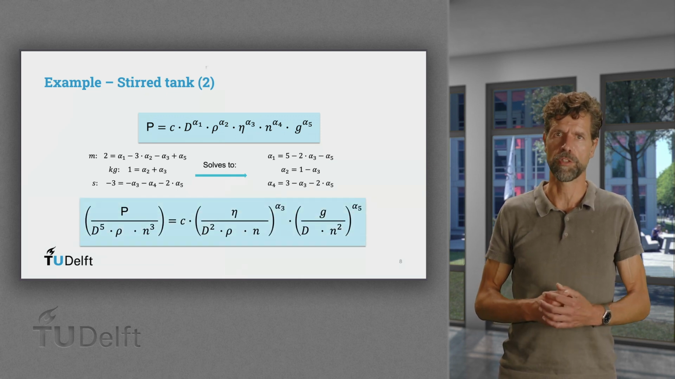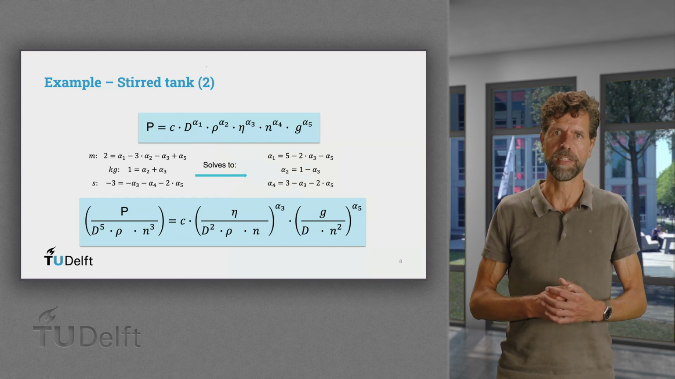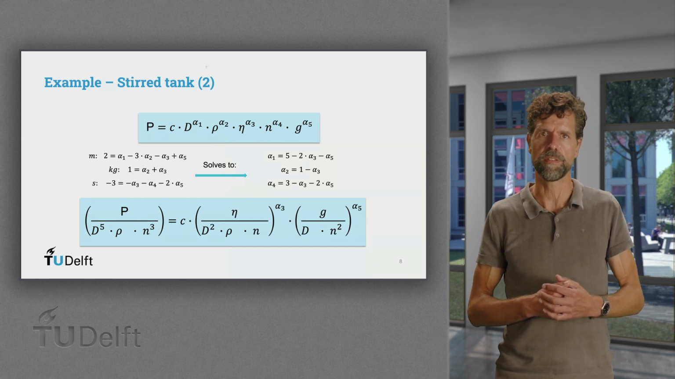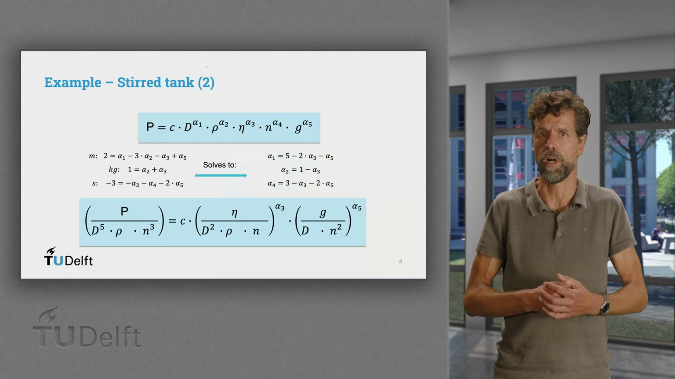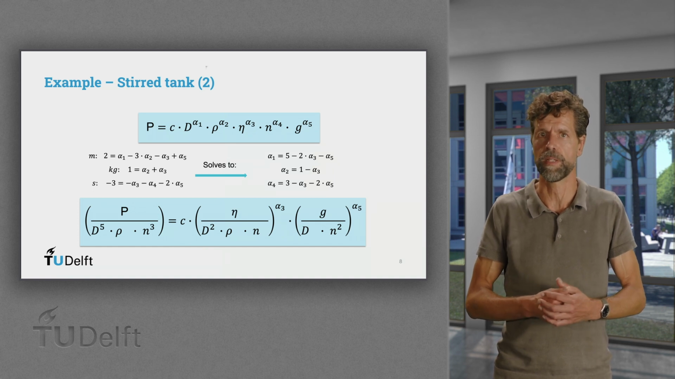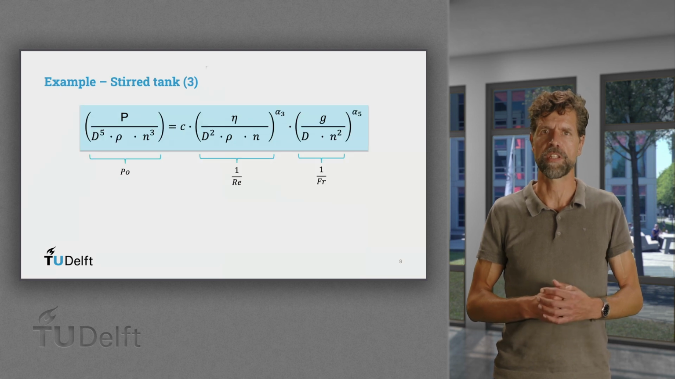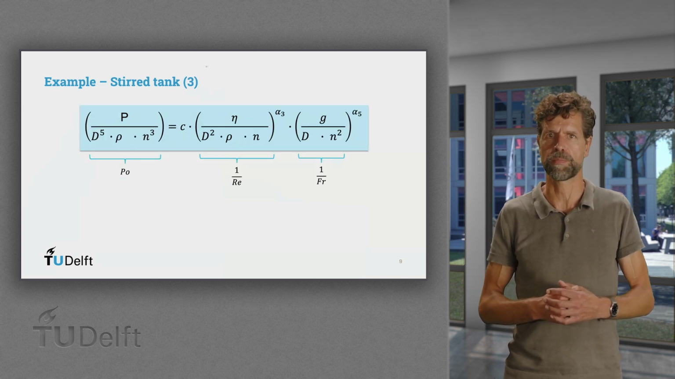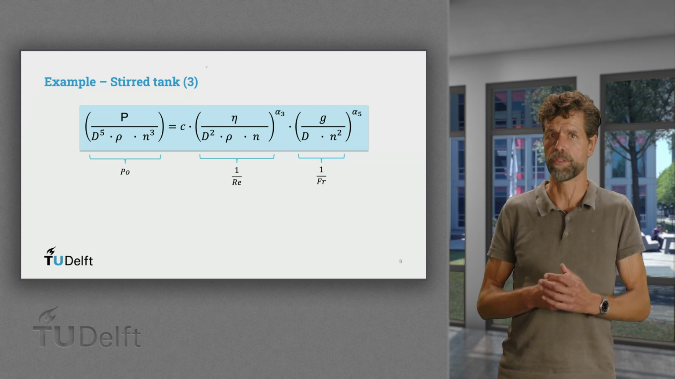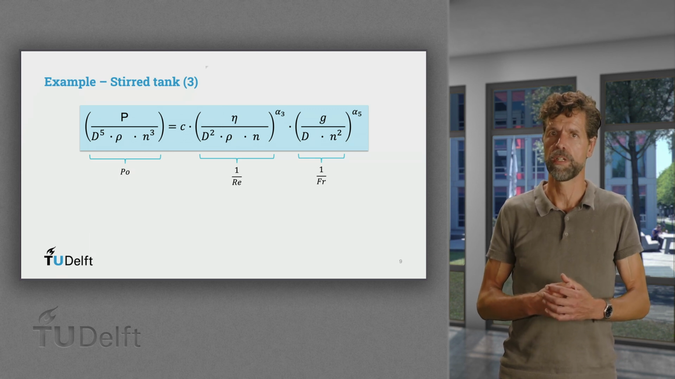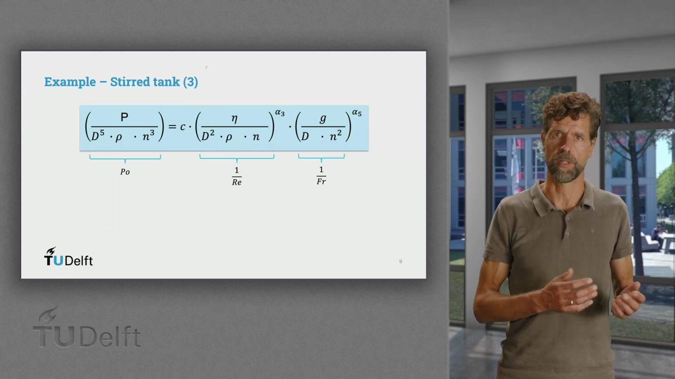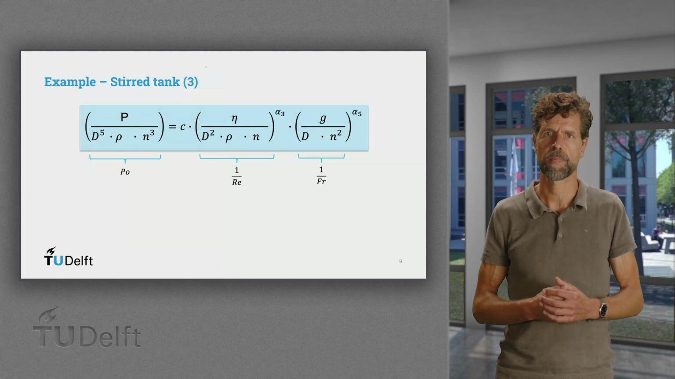Finally, we substitute the obtained relations for the dependent coefficients in the overall relation and obtain a new overall relation consisting of 3 dimensionless groups. Experience tells us that the 3 dimensionless groups that we have thus obtained are in fact well-known dimensionless numbers that are called the power number, the Reynolds number and the Froude number.